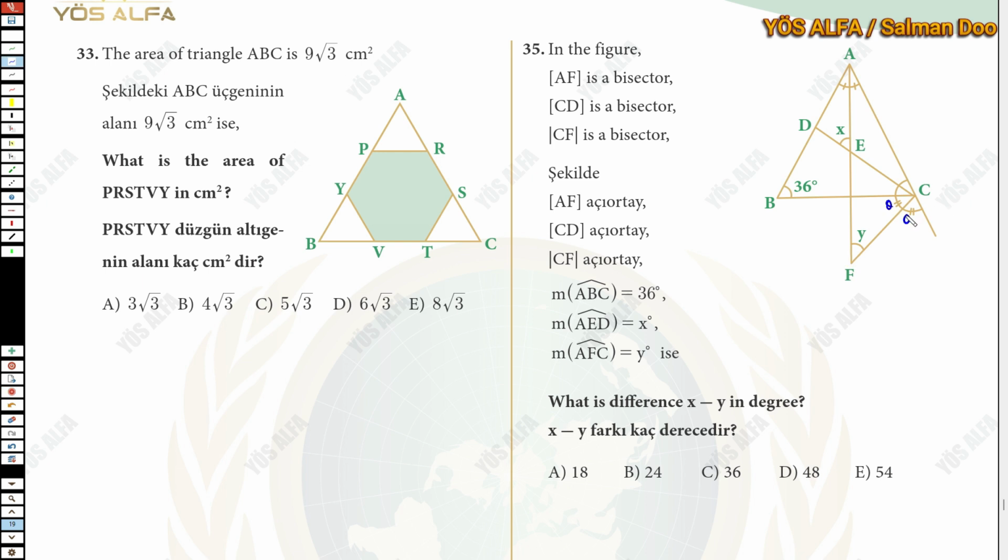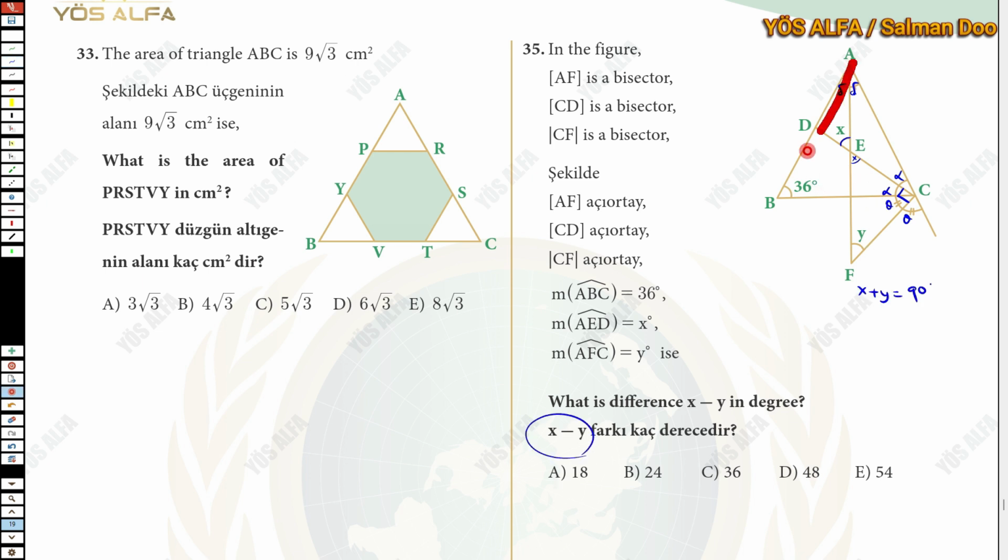Let's say this is theta, and this one is alpha, and this one is delta. Since the summation of 2 alphas and 2 thetas is 180, we know that alpha plus theta must be 90. And since x is here, we know that it's also x because it's an opposite angle. So x plus y must be 90. We're asked to find x minus y.